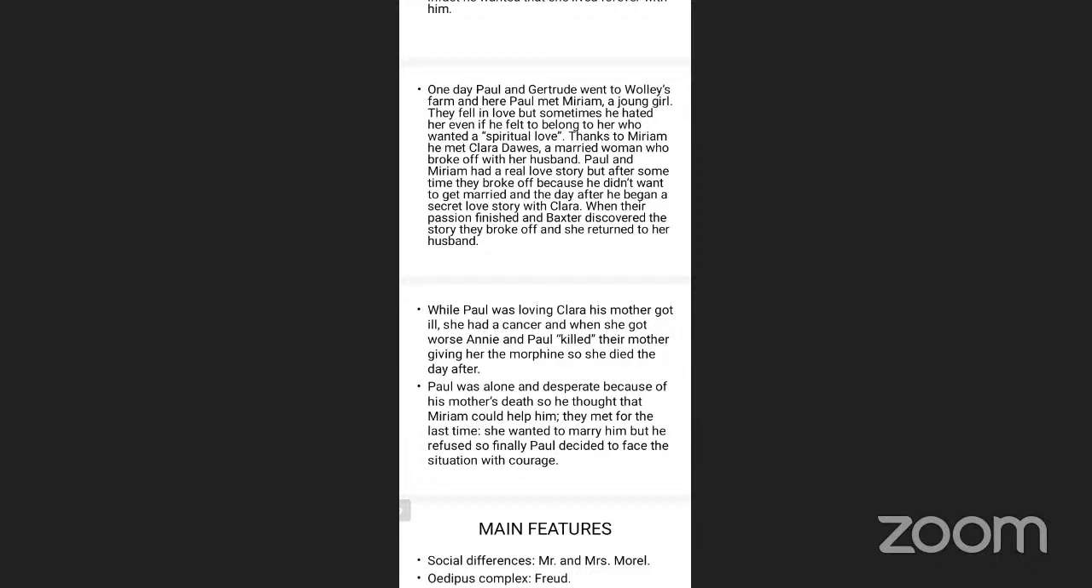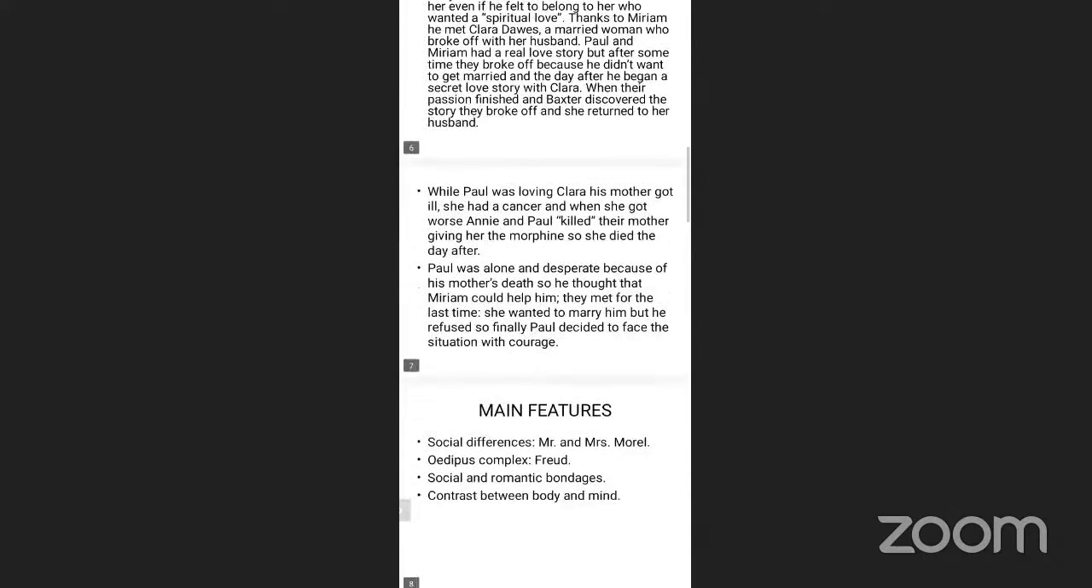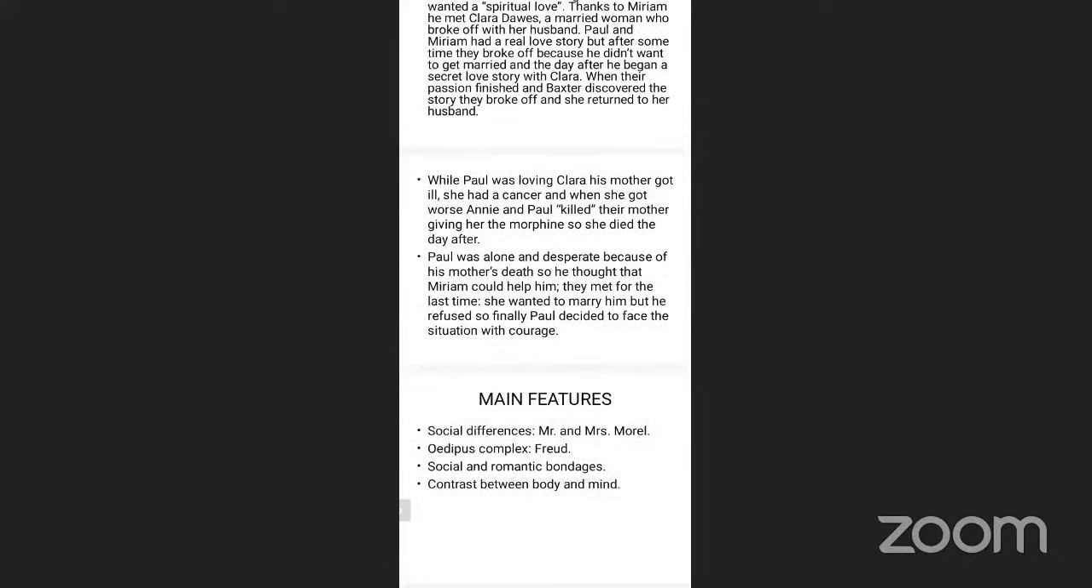Now Paul and Miriam had a real love story, but after some time they broke up because he didn't want to get married, and the day after he began a secret love story with Clara. Now the problem again arises that both of them meet each other. Clara and Miriam become friends, and the attention of that particular guy, Paul, shifted from Miriam to Clara, that divorced woman. Now this was again a great problem.